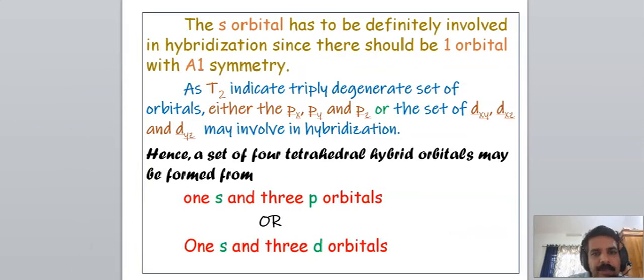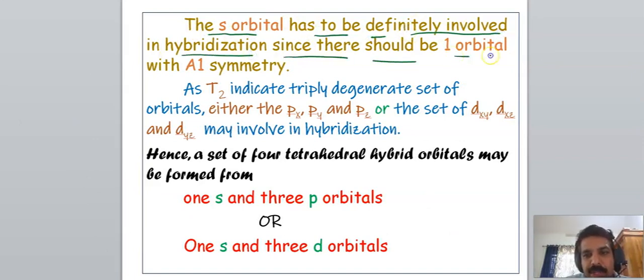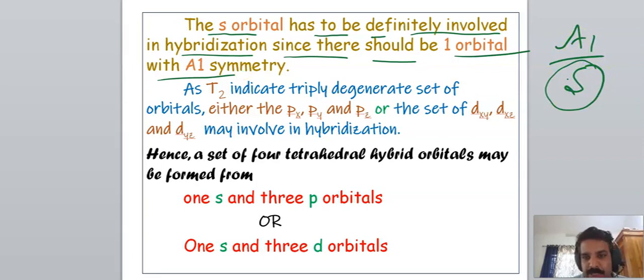Okay, that is written here. The s orbital has to be definitely involved in hybridization, since there should be one orbital with A1 symmetry. A1 symmetry has only the s orbital. Therefore, the s orbital must be in the hybridization, because only the s orbital has A1 symmetry.